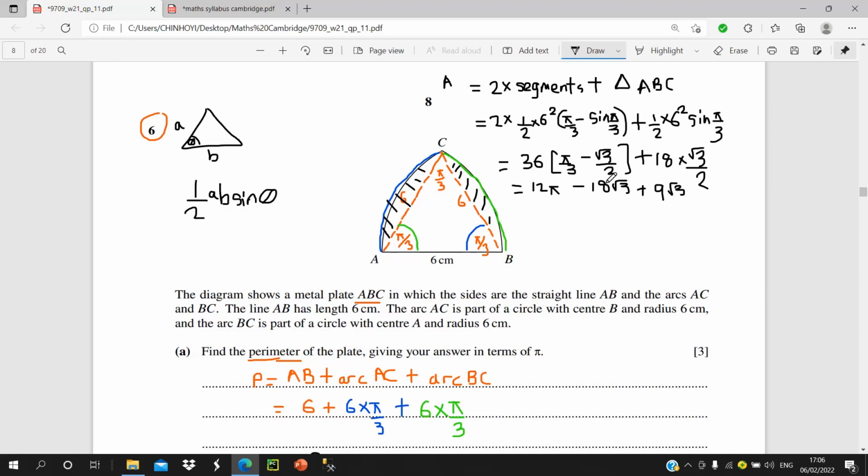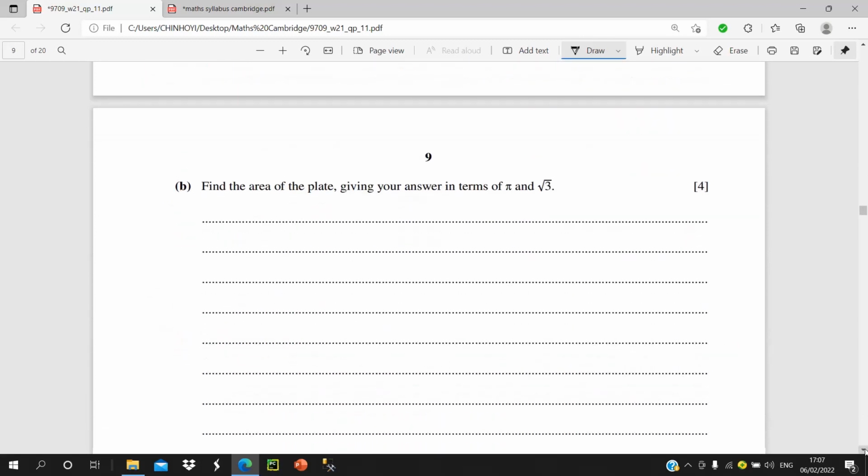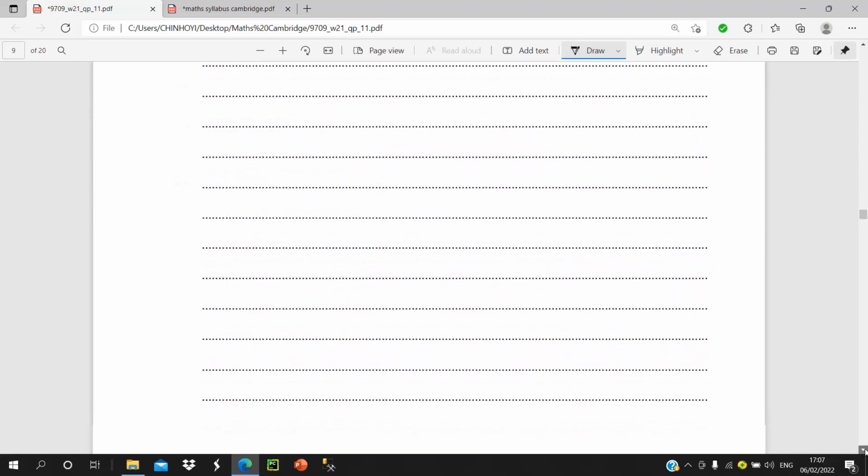Then if you simplify again, they are like terms: minus 18 root 3 plus 9 root 3. So it's just adding like terms. So we have 12 pi, minus 18 plus 9, you get minus 9 root 3. The question was saying leave your answer in terms of pi and root 3. So this is the solution for part B. So you get your 4 marks for that, the area of the plate.